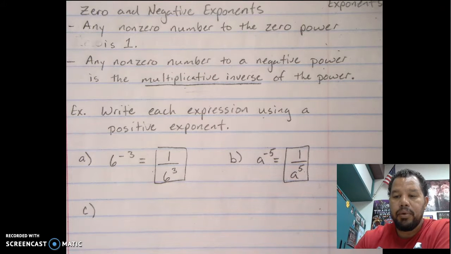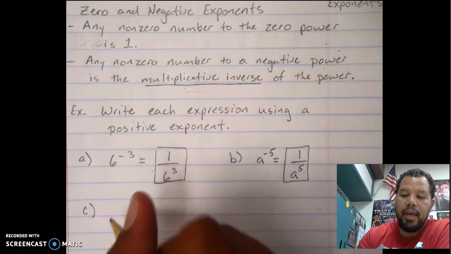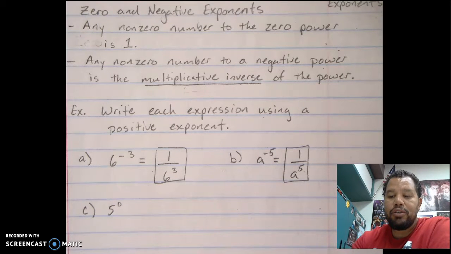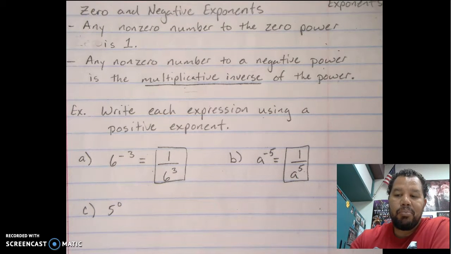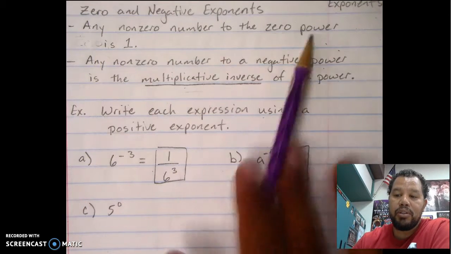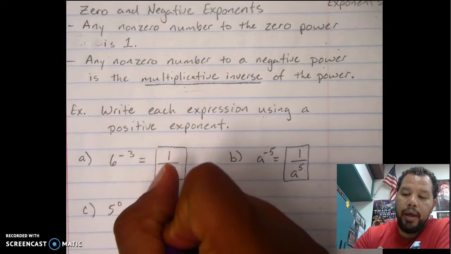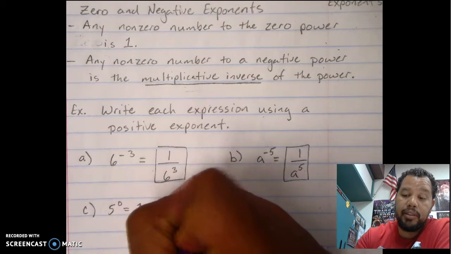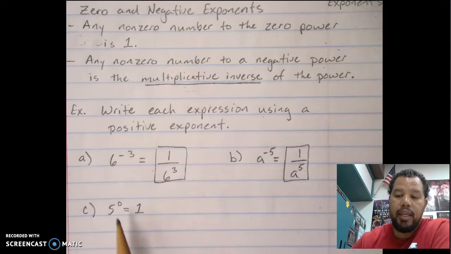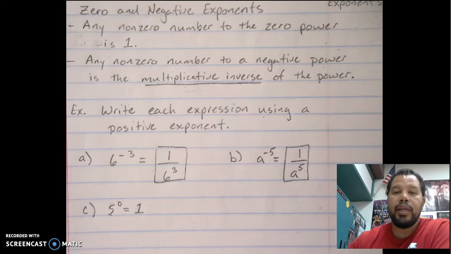Okay, next, let's take a look at what happens when we have a power of 0. We have letter C, 5 to the power of 0. What did it say earlier? Any non-zero number to the 0 power is what? 1. So that's exactly what this is. It's just equal to 1. As long as the base is not 0, and we raise it to a 0 power, it's always going to equal 1.